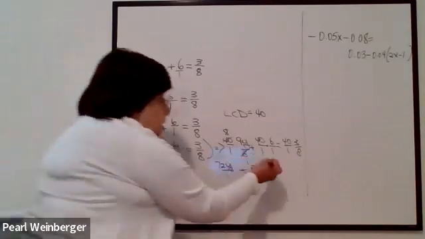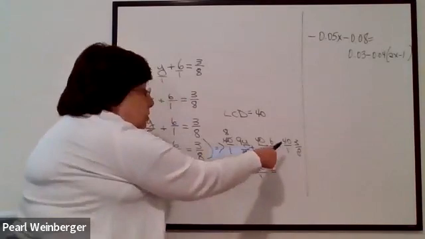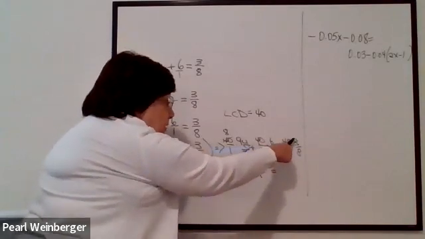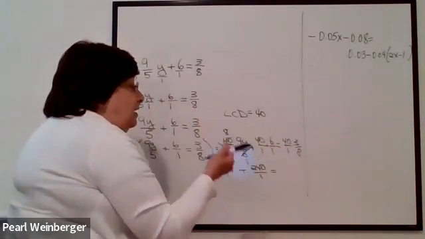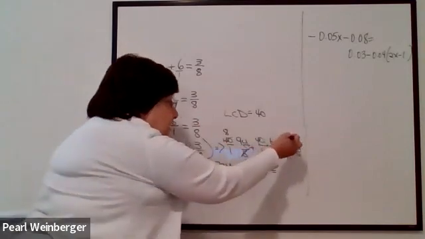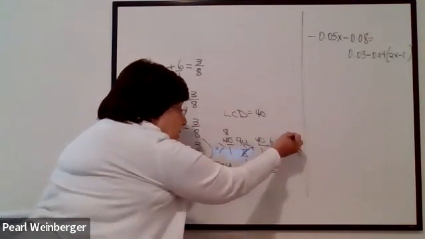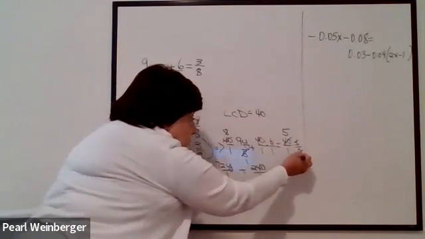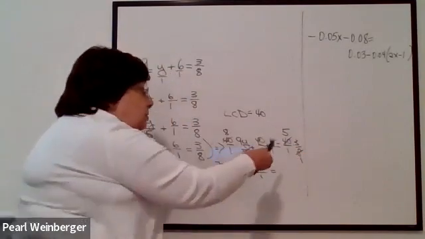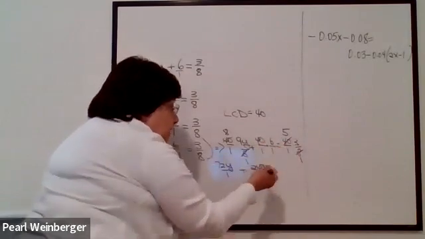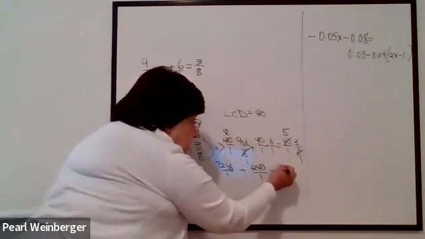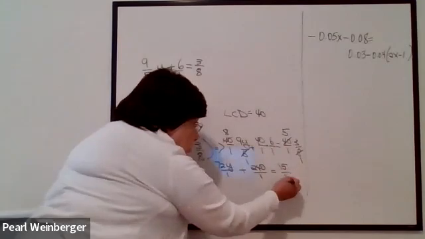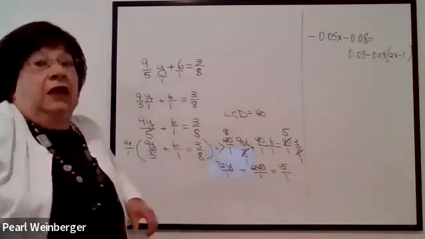And finally, on the other side of the equation, I have 40 over 1 times 3 over 8. And again, I can cross cancel it. I can divide the numerator and denominator by 8. So this will become a 5, and this will become a 1. And now I do the same thing. Multiplying 5 times 3 gives me 15 over 1.